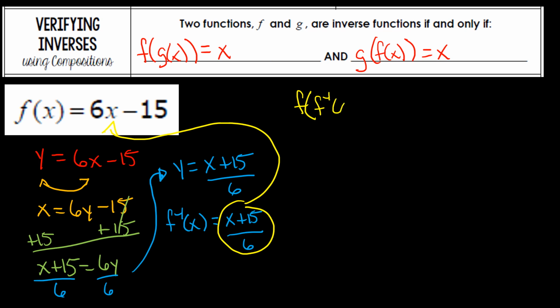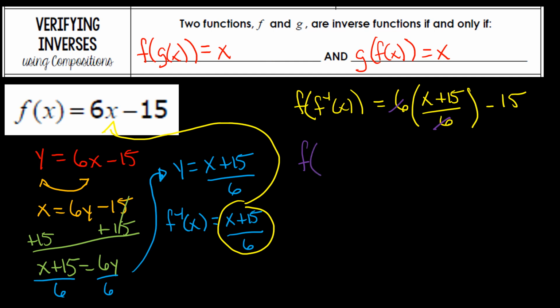Let's do f. We compose this in here. And this could also be our g of x in this case. We'll say 6 times (x plus 15) over 6, minus 15. Well, when we distribute the 6, everything in the numerator is going to be multiplied by 6, but then divided by 6. So what happens is these two values would simplify out.